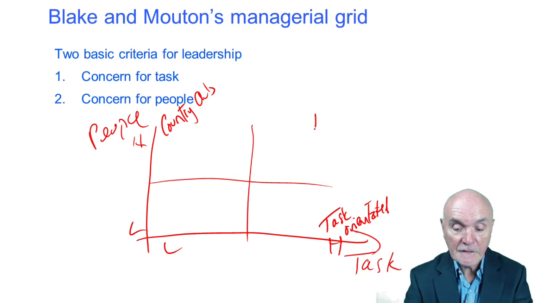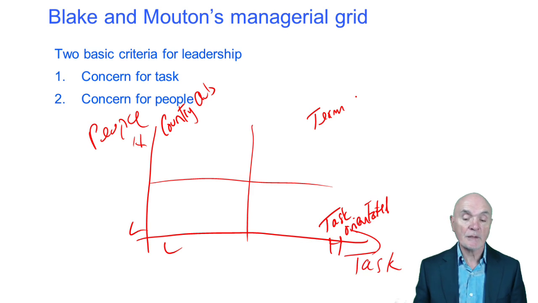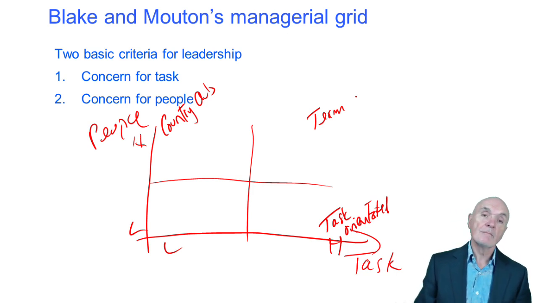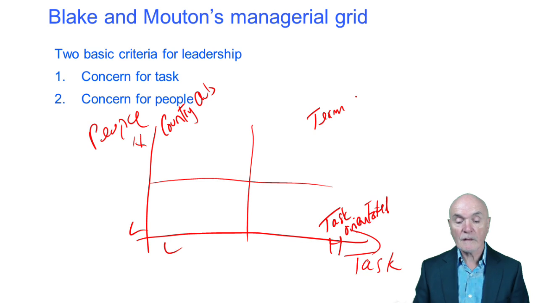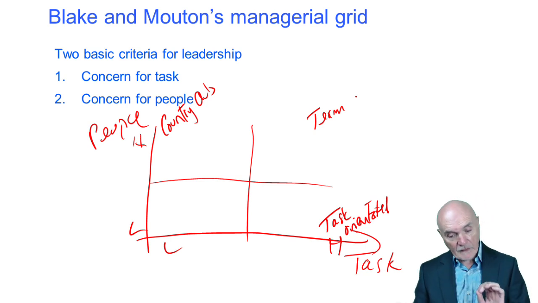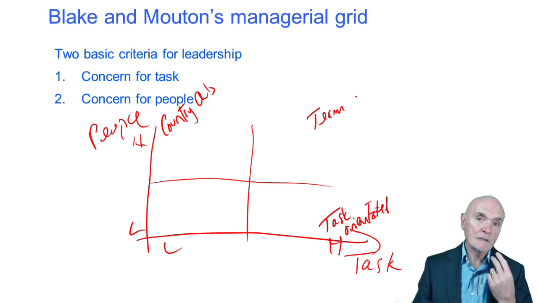Over here we have the team approach. High concern for tasks, high concern for people, usually regarded as being the best position to be in, where the manager is firing very well on the two measurement axes here. Very concerned with people, gets on with his people or her people very well, but also always has an eye on making sure the task is accomplished.